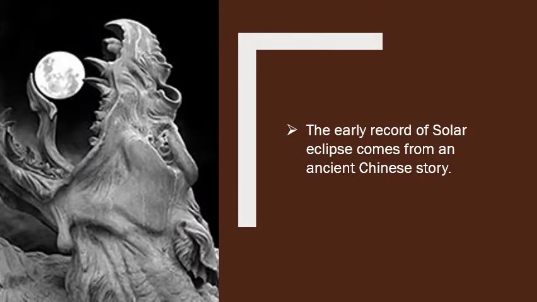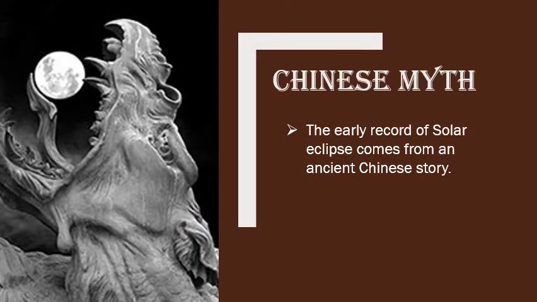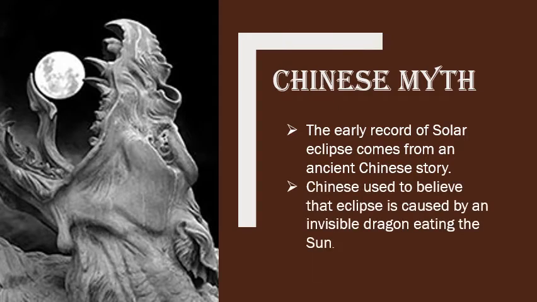So students, here is the very first myth about solar eclipse, and that is a Chinese myth. Why have we taken the Chinese myth as the first myth for our lecture? Because the earliest record of solar eclipse comes from an ancient Chinese story. So the very first time it was observed or recorded by Chinese people. What did they used to believe? Chinese people used to believe that eclipse is caused by an invisible dragon eating the sun.